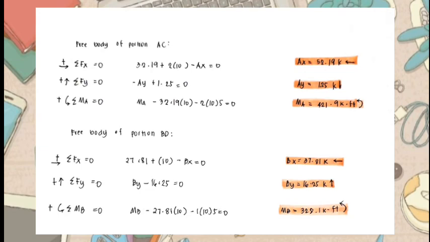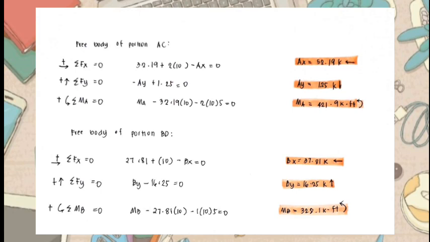The summation of moment about A is equal to 0. So MA is minus 32.19 times 10 minus 2 times 10 times 5 is equal to 0. So MA is equal to 431.9 k-ft. Free body portion of BD, the summation of X forces is equal to 0.